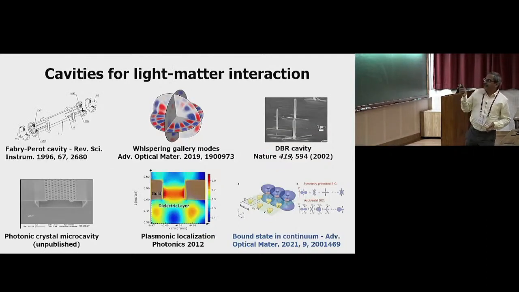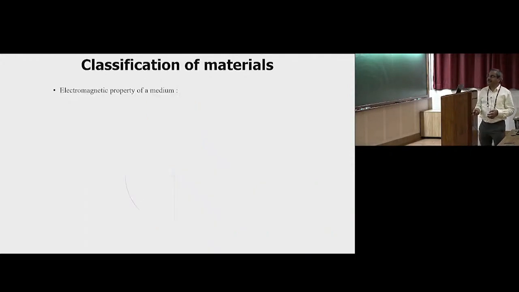Right. So in the cavities, people have looked at everything starting from Fabry-Perot to whispering gallery modes, distributed Bragg reflectors, then photonic crystal cavities, plasmonic cavities, as well as, right now, people are looking at bound states in the continuum. I'll show some of these examples in the next few slides.